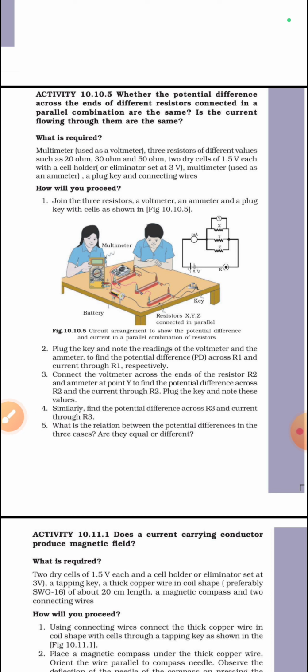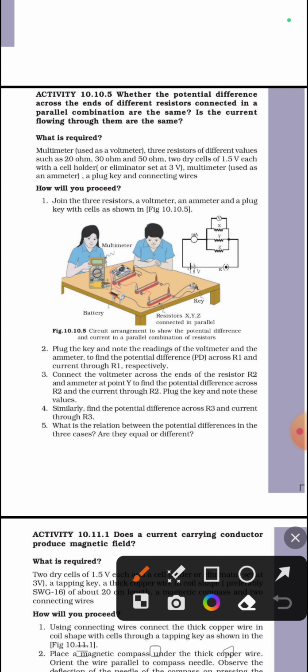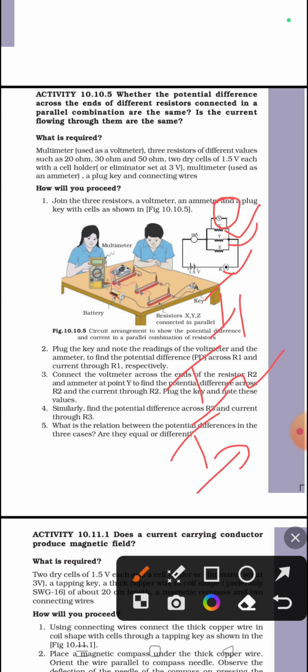Whether the potential difference across the ends of resistors connected in a parallel combination is the same. Here, if the resistors are connected in parallel, the potential difference is the same, but the current is different in all the three, that is I1, I2 and I3. Current is different and potential difference is the same, equal to the battery.